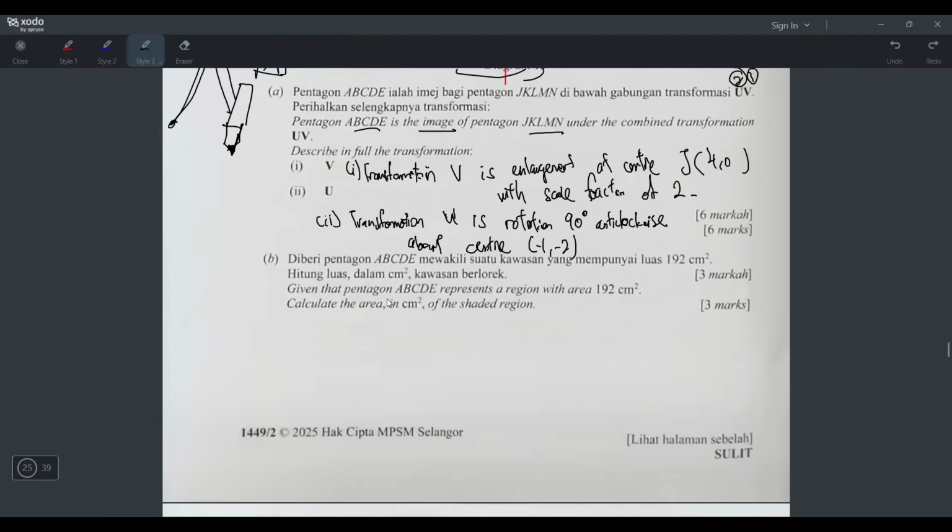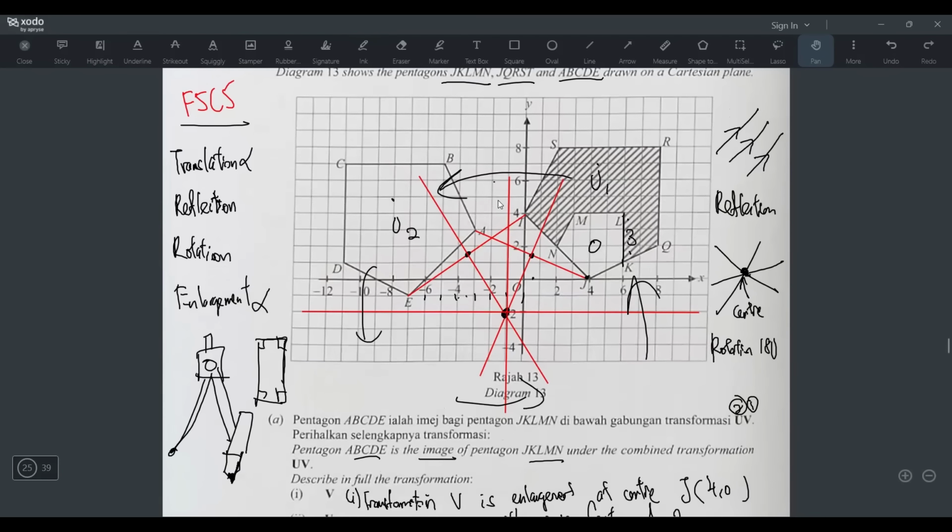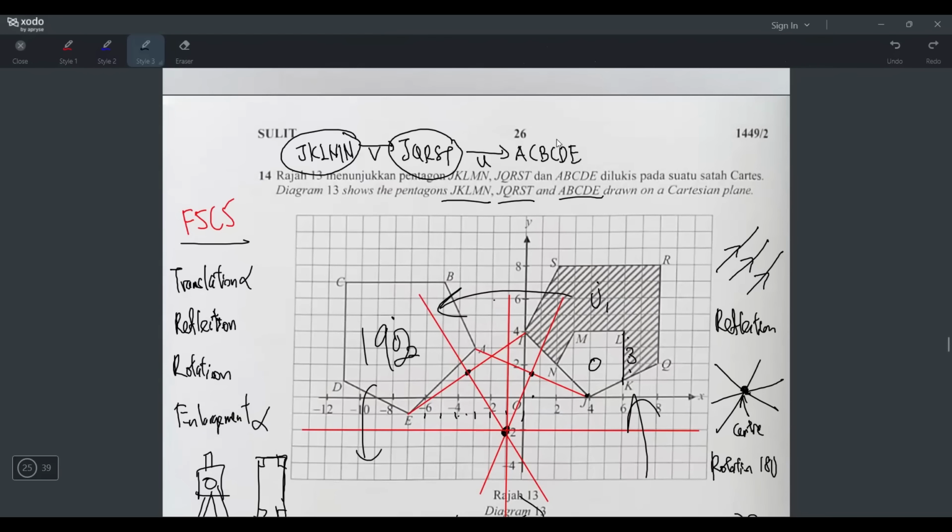Okay, B. Given that the pentagon ABCDE represents the region with area... I see this word, I know already. Confirm, use this formula: AI equals k squared times AO. In transformation, there's only one formula you learn, the area formula. So whenever they mention area in a transformation question, you will automatically be using this formula: area of image equals k squared times area of object. They said ABCDE, so let's check. The area is 192. Which is ABCDE? Oh, the big one. So this is 192, the area of the final image.